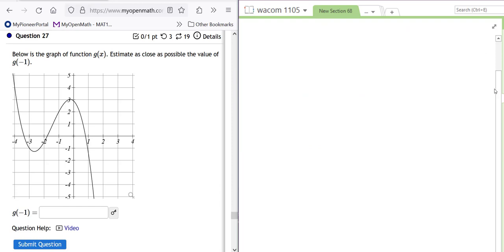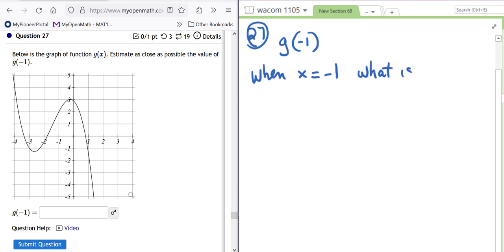Right, 27. We did a few of these on that other graph that was a little hard to see. All right, and they want us to find g of negative 1. So this is saying when x is negative 1, what is y on the graph? When you get used to these, they are not hard at all, right? So x is negative 1 is here, and you just go up to the graph, and it is going to be 2. So, good there.